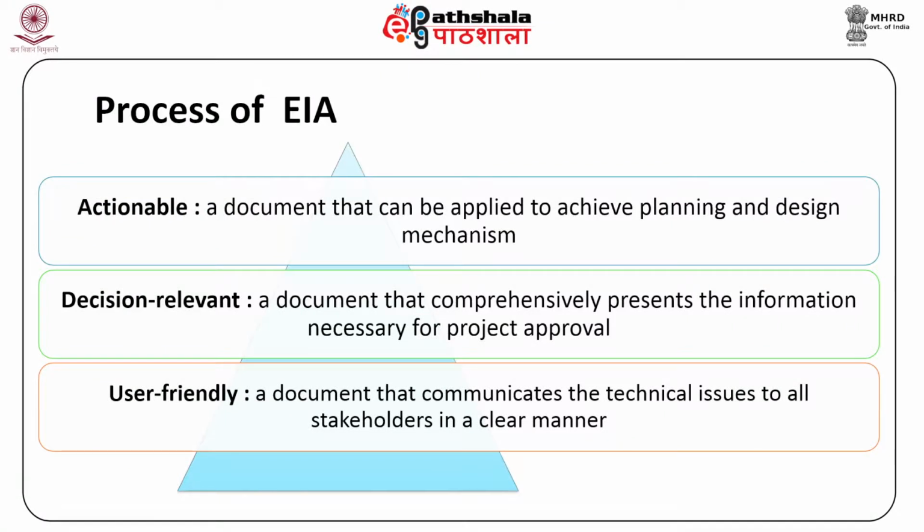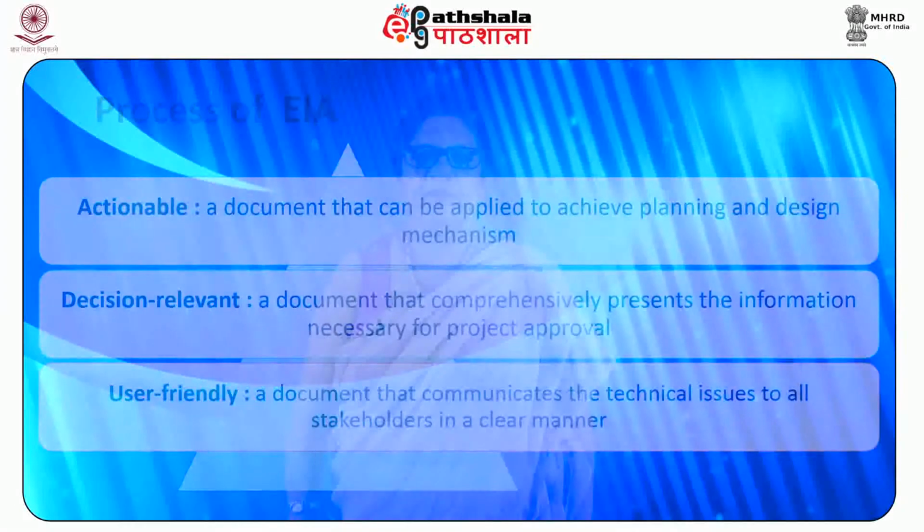A successful EIA report that meets these aims will be 1. Actionable, that is a document that can be applied to achieve planning and design mechanism. 2. Decision relevant, a document that comprehensively presents the information necessary for project approval. 3. User friendly, a document that communicates the technical issues to all stakeholders in a clear manner.